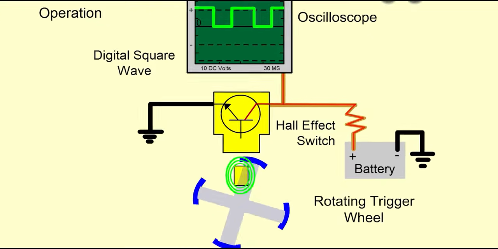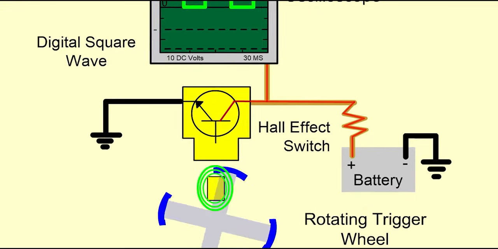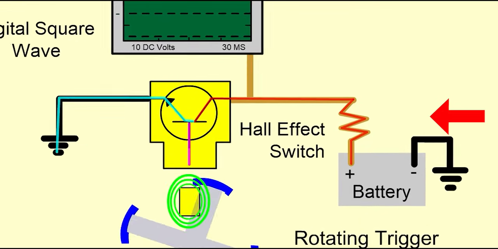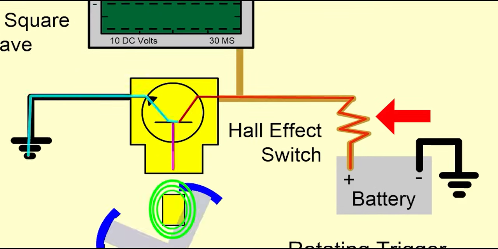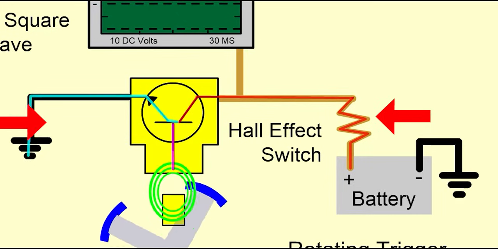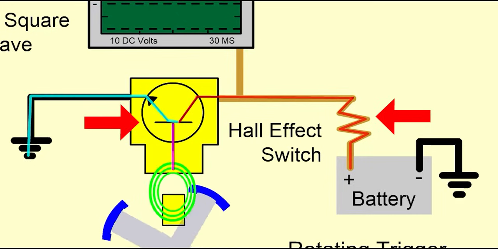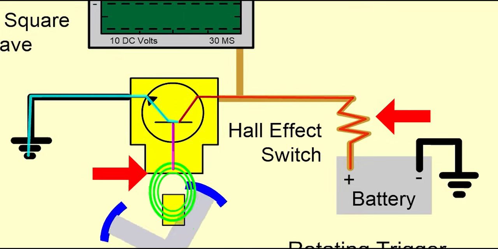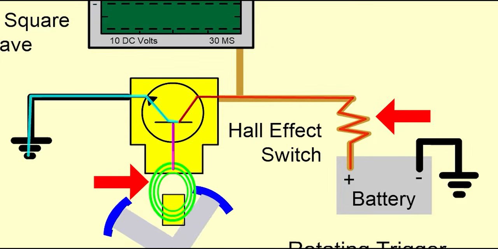The Hall effect sensor produces a digital signal. A voltage source passes through a current limiting resistor. The flow of current through the resistor is controlled by the transistor, which is actually an electronic switching mechanism. The on-off operation of the transistorized switch is controlled by magnetic lines of force.